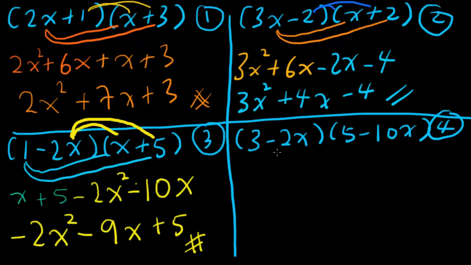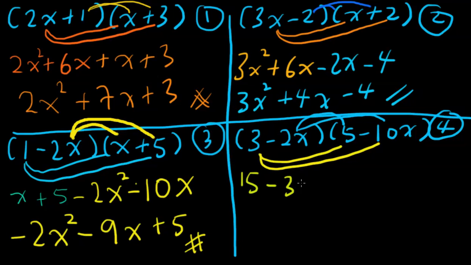Now let's look at example 4. So again, we draw our rainbows. 3 times 5, 3 times negative 10x. On top of this, we have another rainbow to draw, which is from negative 2x to 5, negative 2x to negative 10x. Right, so when we expand this, 3 multiplied by 5 first, so that is 15, and 3 multiplied by negative 10x, that is a negative 30x.